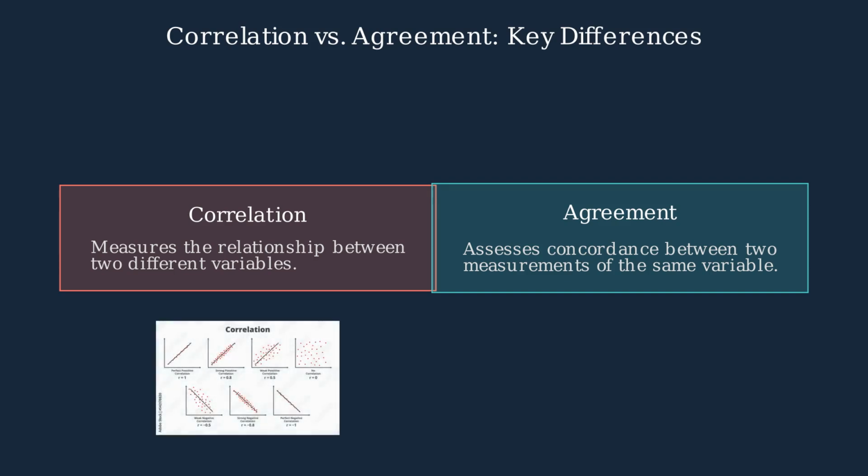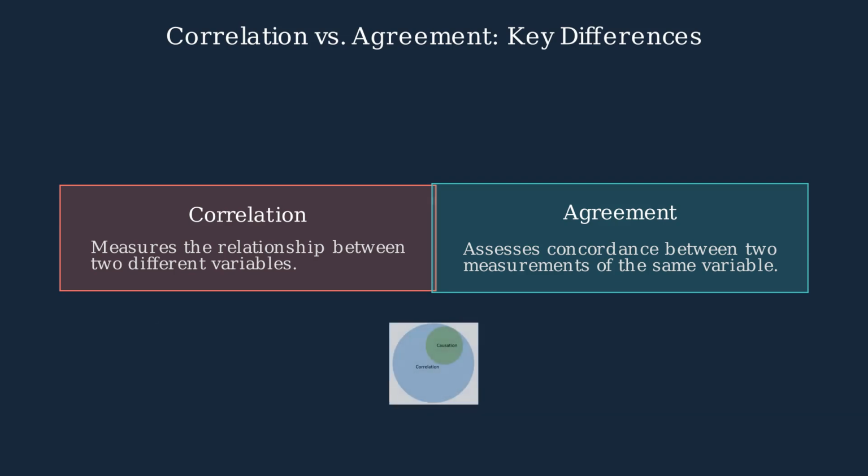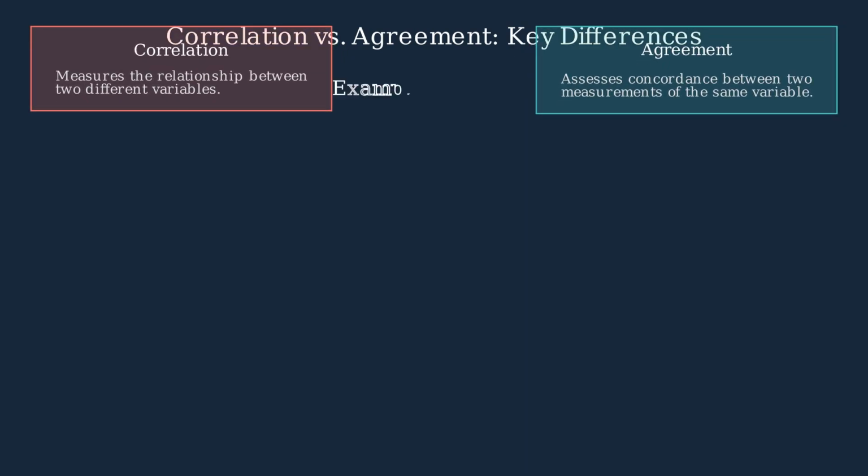In correlation analysis, we examine how one variable changes in relation to another. For example, how blood pressure might correlate with body weight. While correlation is a broader concept that can apply to many types of relationships, agreement is more specific. Let's consider some examples to clarify this difference.